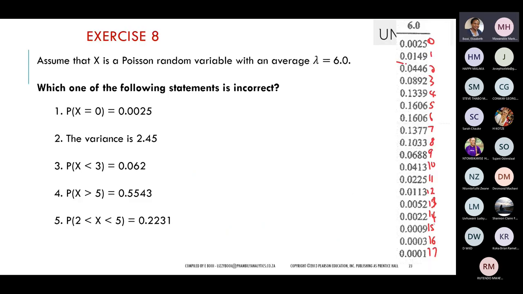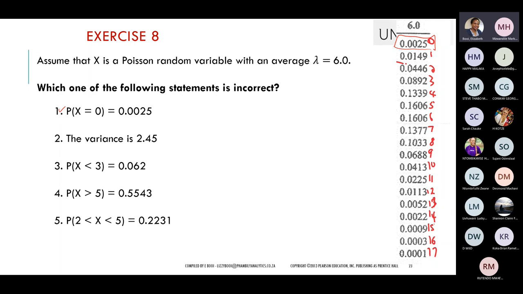For ease of reference, I've just posted it there for us to use. Let's answer the question. We're looking for the incorrect one, right? The probability that X equals 0, we just go and find that probability. It is 0.0025. So that is correct.